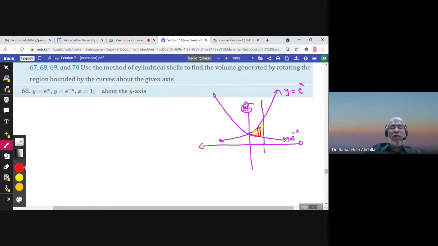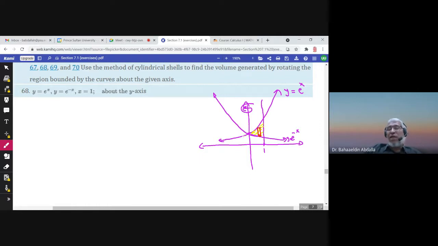The height of the rectangle would be this minus this. And when I move the rectangle in all the region, e to the power x is always above e to the power negative x. If you choose a horizontal rectangle here, then it's a problem and you need to divide the area into two regions, because there is not always a curve which is to the right of the other one.